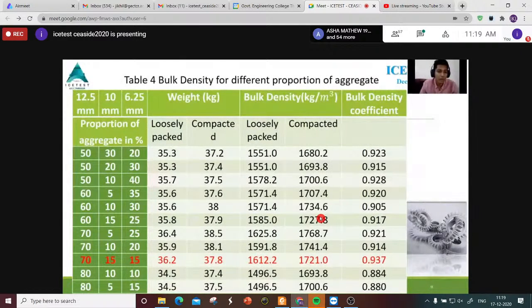Total 11 aggregate proportions. Then the weights for loosely packed and compacted aggregates are taken, and then the bulk density for loosely packed and compacted form is collected, and finally, using these results, the bulk density coefficient is calculated. The proportion with the maximum bulk density coefficient is selected. Here, it is 17:15:15, giving a maximum bulk density coefficient of 0.937.